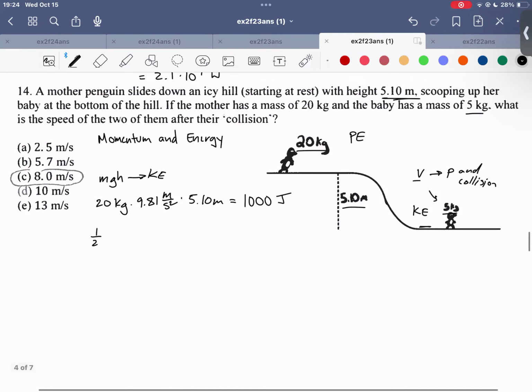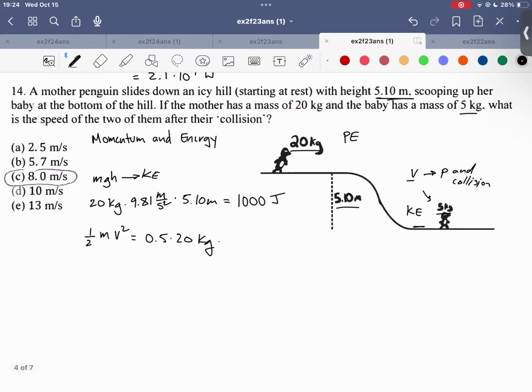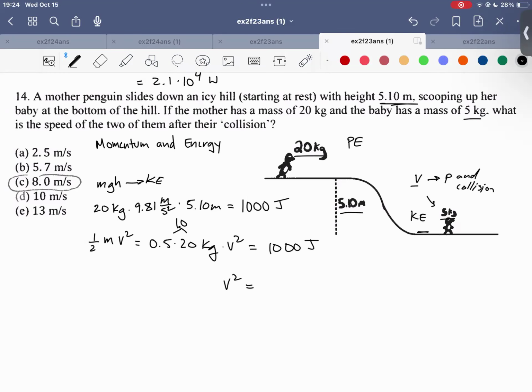So we have 1/2 mv squared, and this is 0.5 times 20 kg times velocity squared. This is unknown, right? But this is all equal to 1,000 joules. And so velocity squared turns out to be 100, and so velocity is equal to 10 meters per second.